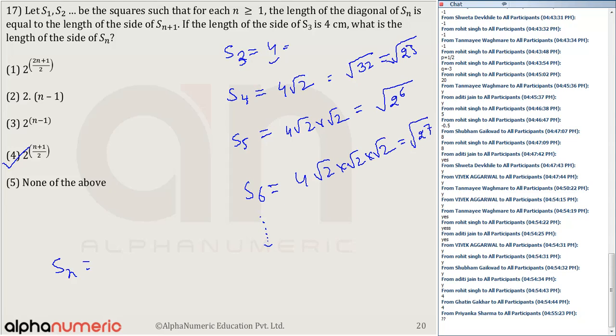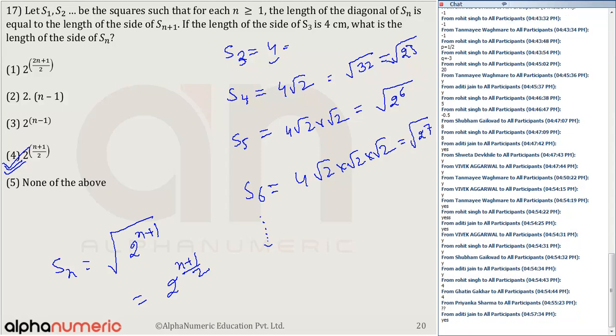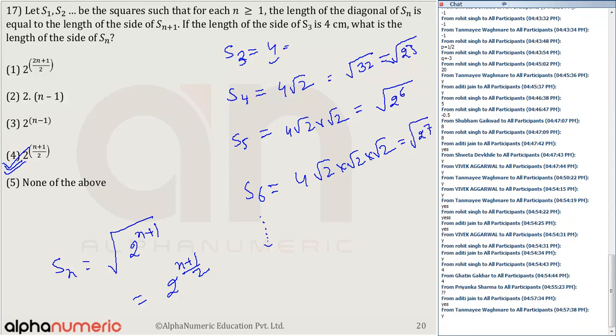So what is the length of the side of Sn? Length of side of Sn is equal to √2^(n+1), which is 2^((n+1)/2). So answer is option number 4. और वैसे भी कर सकते हो, if the result is true, it must be true for any values of n. और 2-3 values लेके you can check with the help of the options. Is that clear? Can I move ahead? Please tell me. Yes.